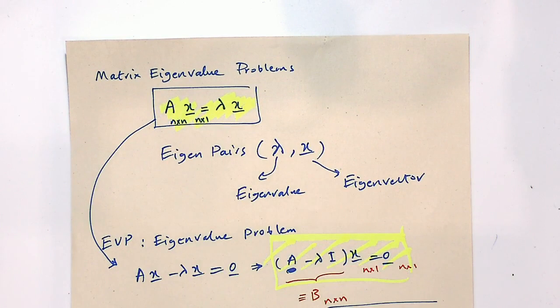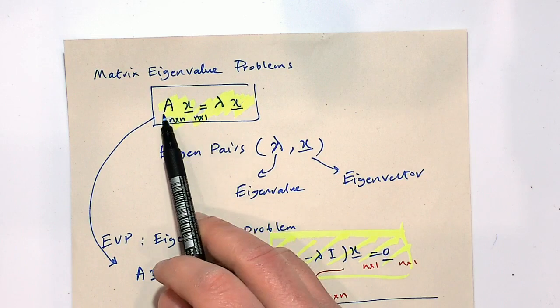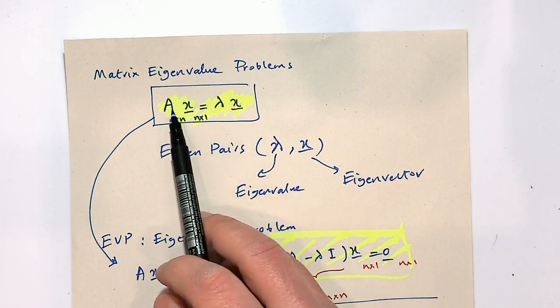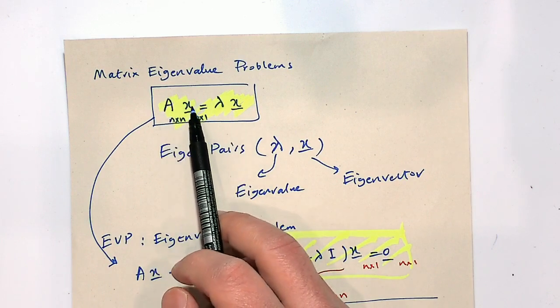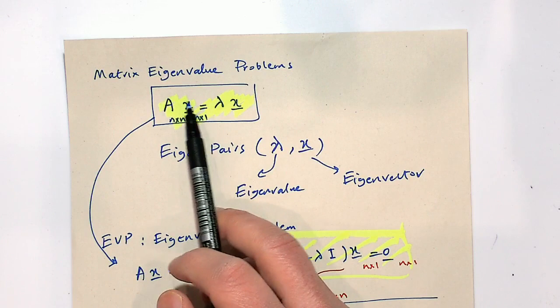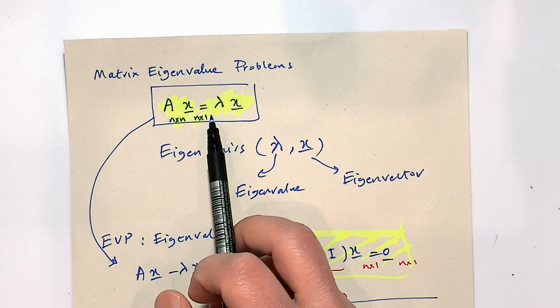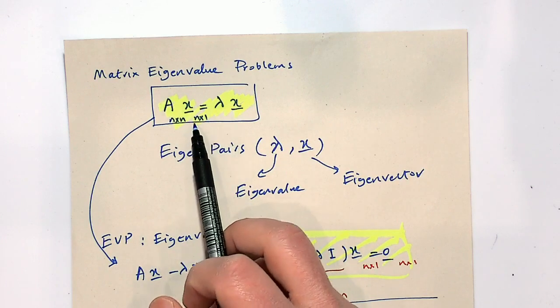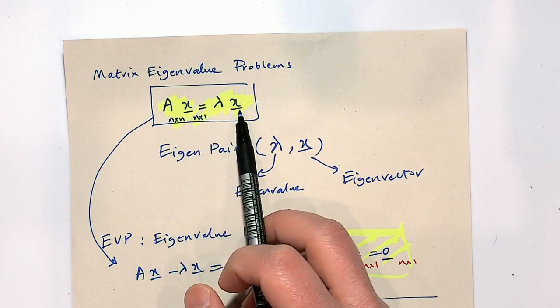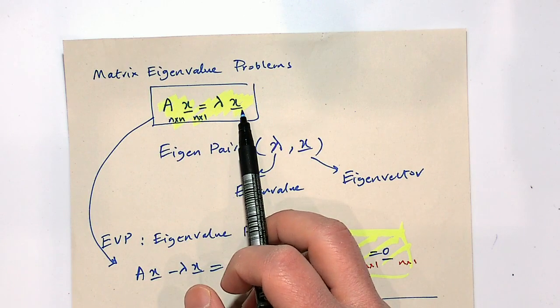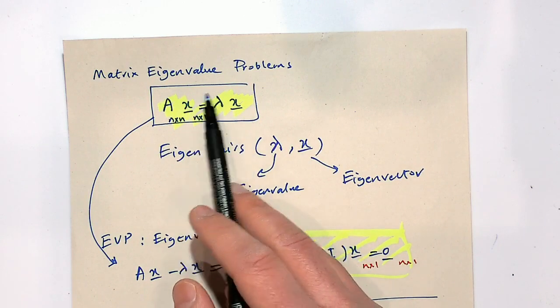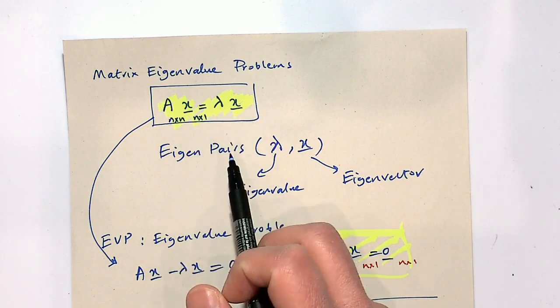have a matrix A, which is square. And the size of A is n by n. Then we have this expression, A multiplied by a vector x, which is the eigenvector of A, is equal to lambda, which is the eigenvalue of A, multiplied by x, which is the eigenvector. Okay? So as you see, on both sides, we have this eigenvector.